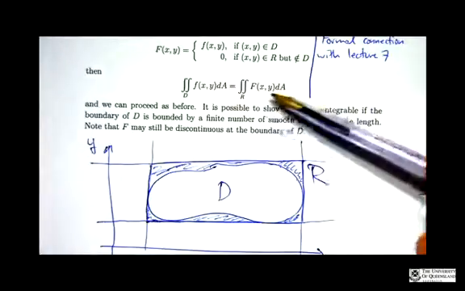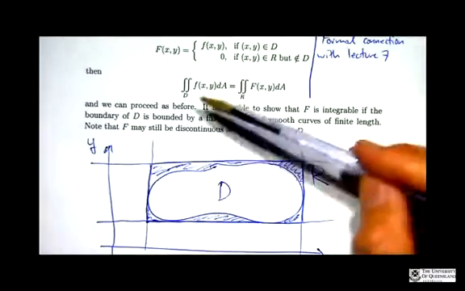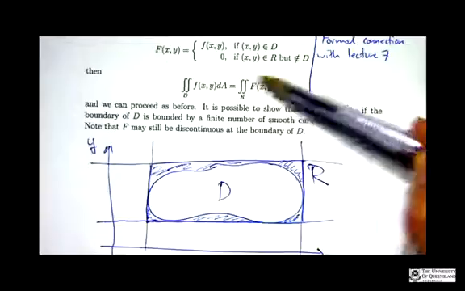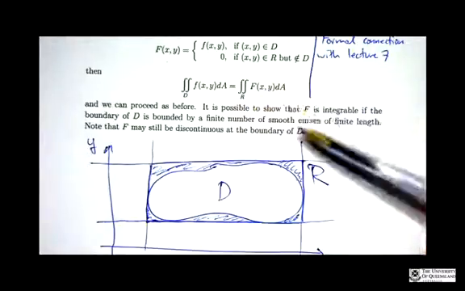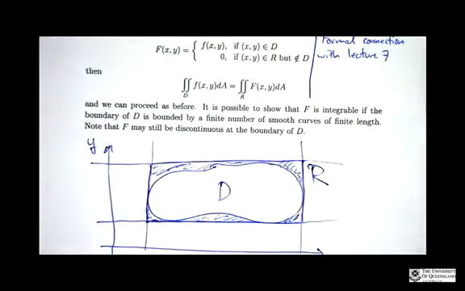Then this is the connection that we make between the double integral on the left-hand side that we're actually interested in, and this double integral over a rectangle of this new function. Even though it's potentially discontinuous on the boundary of the region D, it's still integrable. So that's how we make this connection between what we've seen so far and these more general regions.